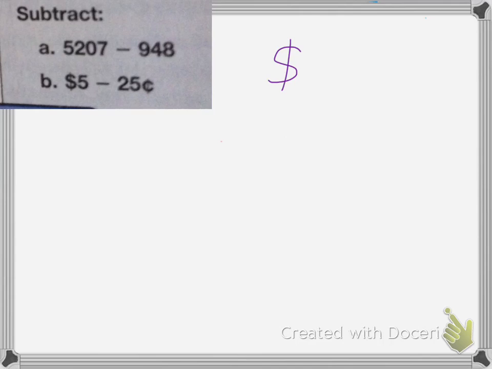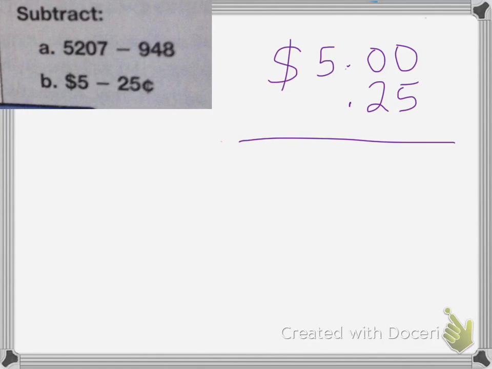So $5, okay, 25 cents becomes 0.25. I'm subtracting these. I'm going to have to borrow all the way over here from the 5. 5 becomes a 4. 0 becomes a 10, but I'm going to borrow from it, so it'll become a 9. And then this 0 becomes a 10. So 10 minus 5 is 5. 9 minus 2 is 7. Decimal point comes straight down. And then my 4. So my answer is $4.75.